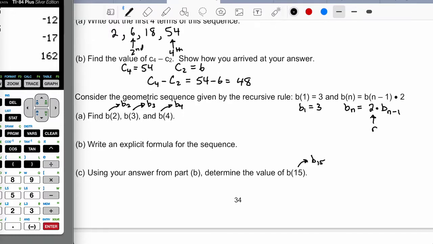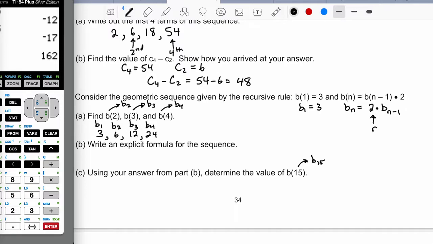We're starting off with 3, multiplying by 2, 6, 2 again, 12, 24. They're only asking us to go out to the fourth term. This is b sub 1. Now we have b sub 2, b sub 3, and b sub 4. So we have everything we need.